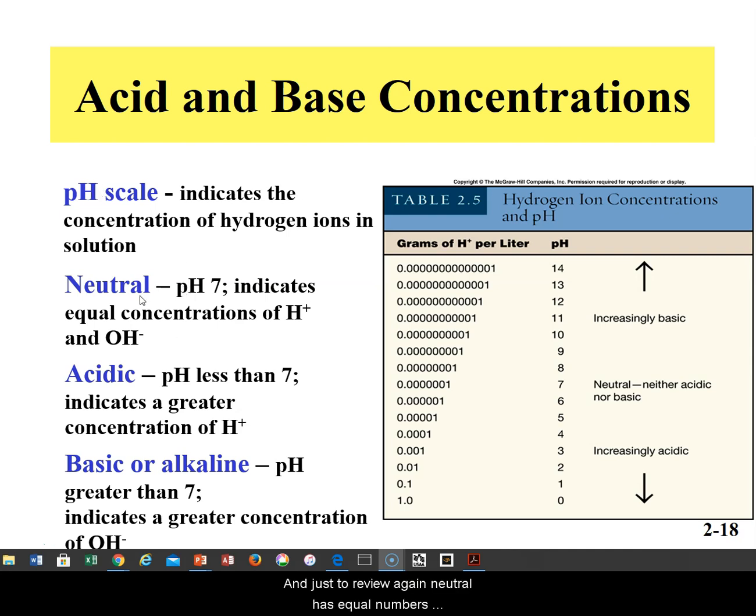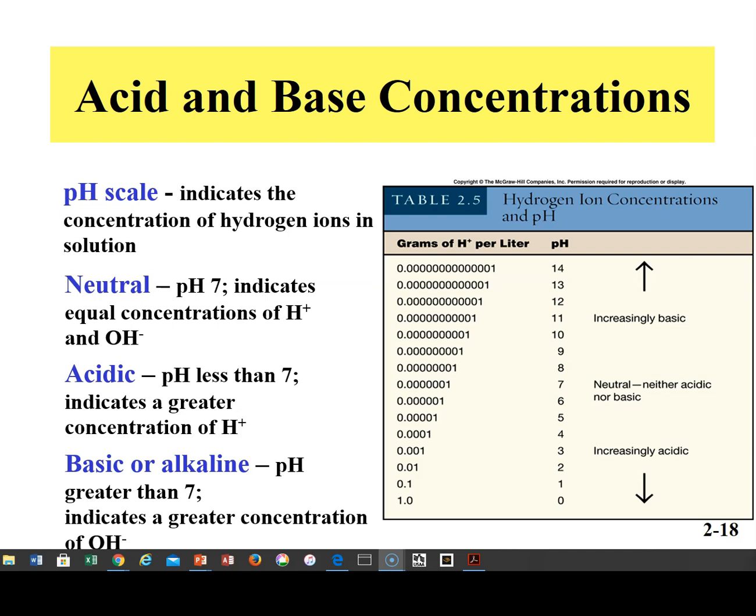And just to review again, neutral has equal numbers of hydroxyl to hydrogen ions, and so its pH is 7. And as your pH numbers are reduced from 7 to 6, it's 10 times, from 7 to 5, 100 times, from 7 to 4, 1,000 times more acidic. So the lower the number, it's 10 times more for each of those pH numbers below 7.